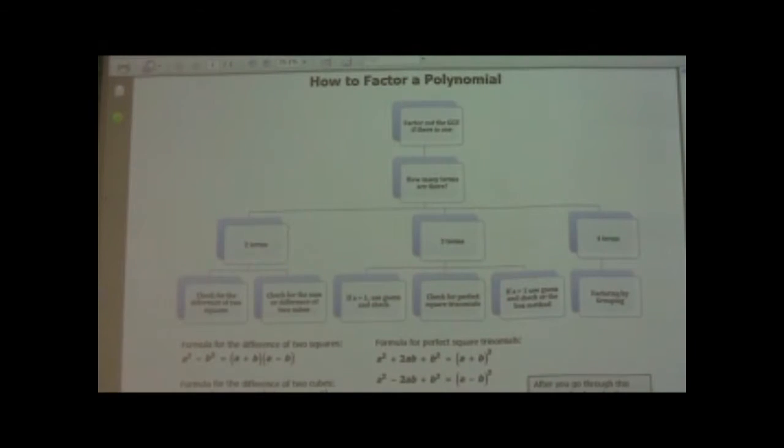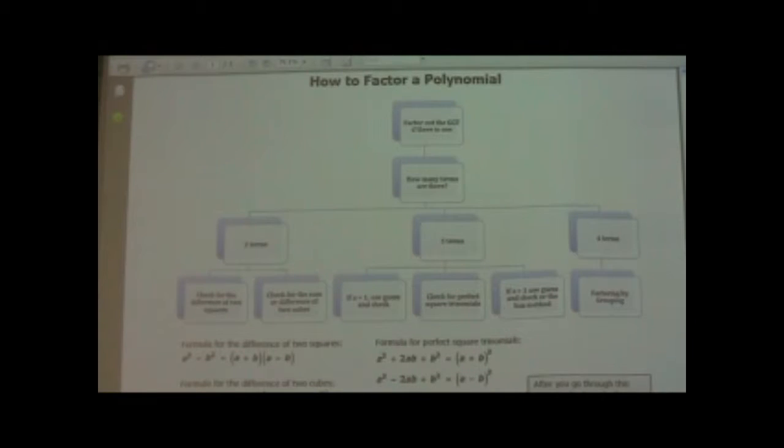Anytime you're asked to factor a polynomial, the first thing you want to do is look at it and figure out, can I factor out a greatest common factor? The answer may be yes, the answer may be no. But if the answer is yes, that is the first thing that you want to do. You want to factor out the greatest common factor. After you do that, you may be left with a polynomial, and that may factor further. The fact that you have now factored out the greatest common factor will make it easier to do the next step.